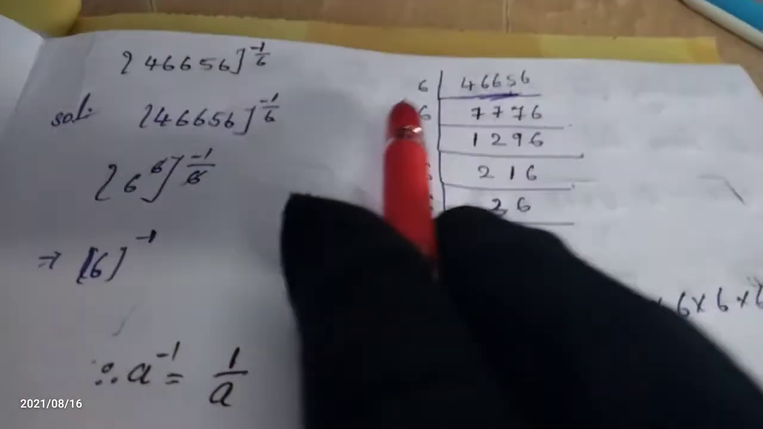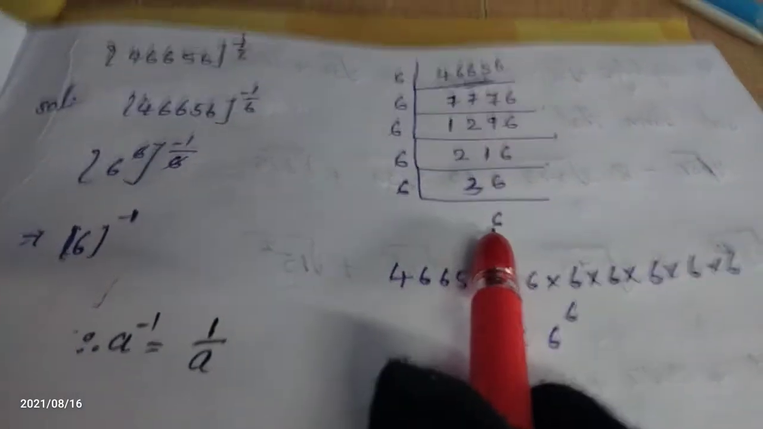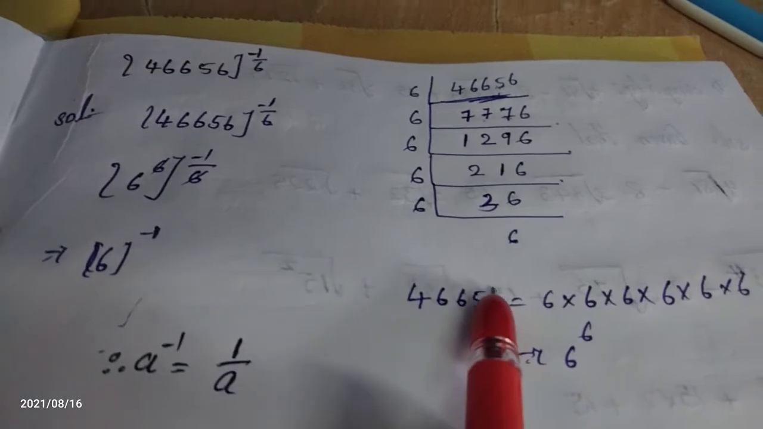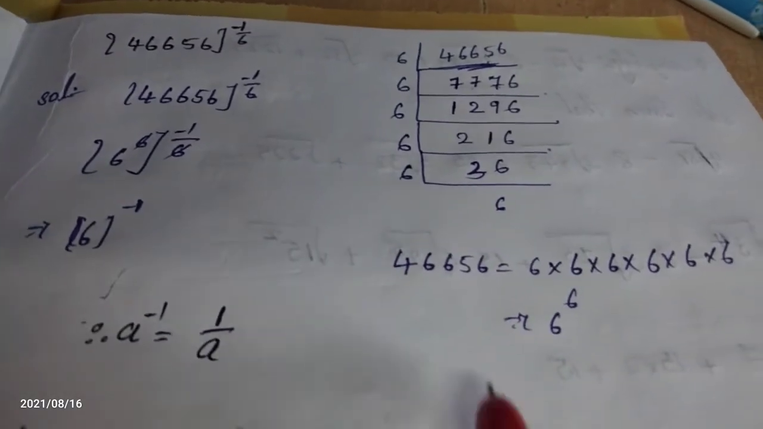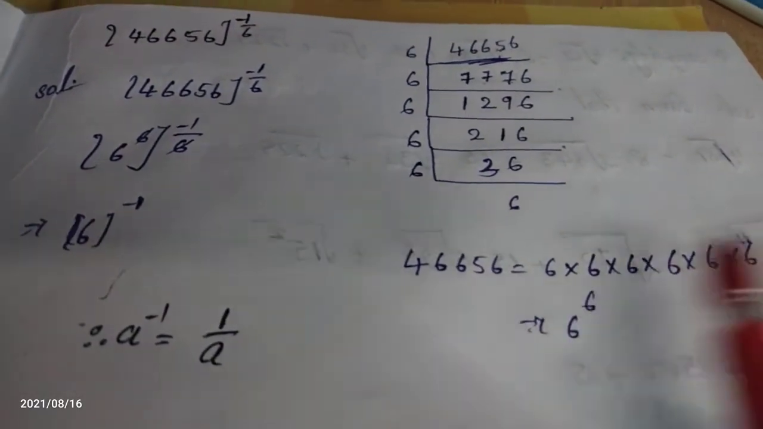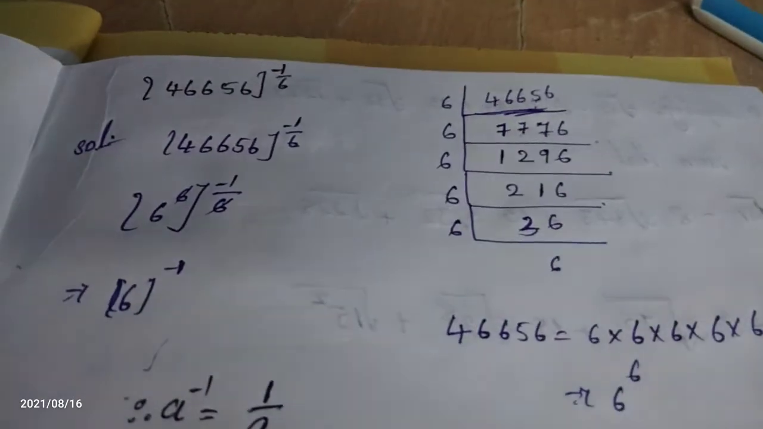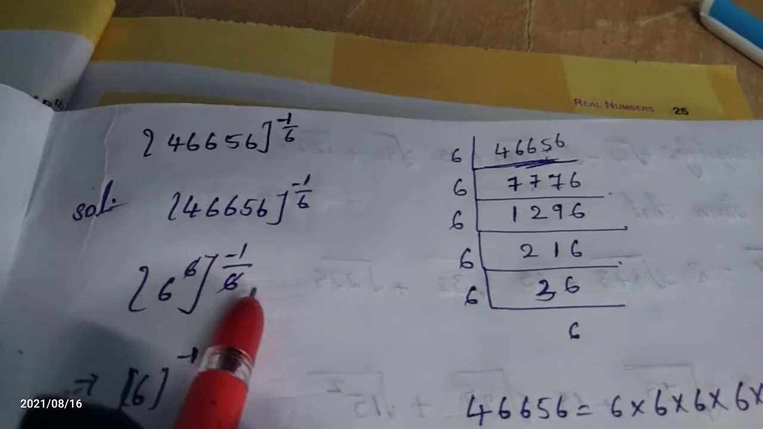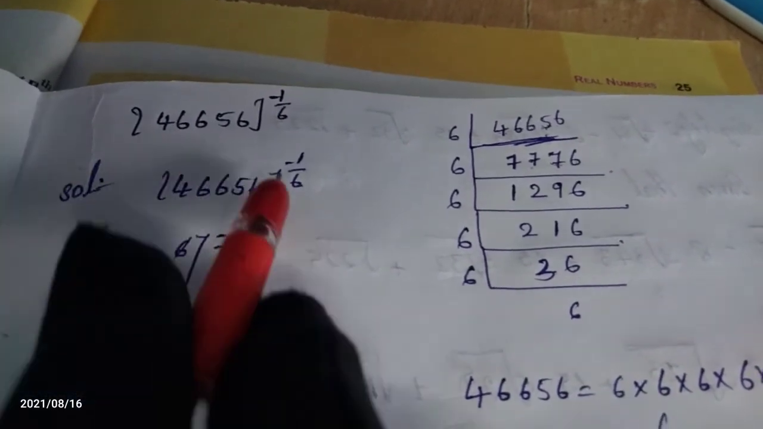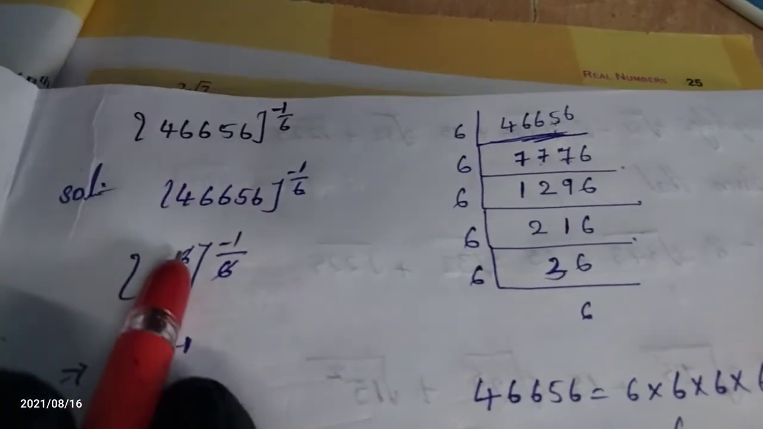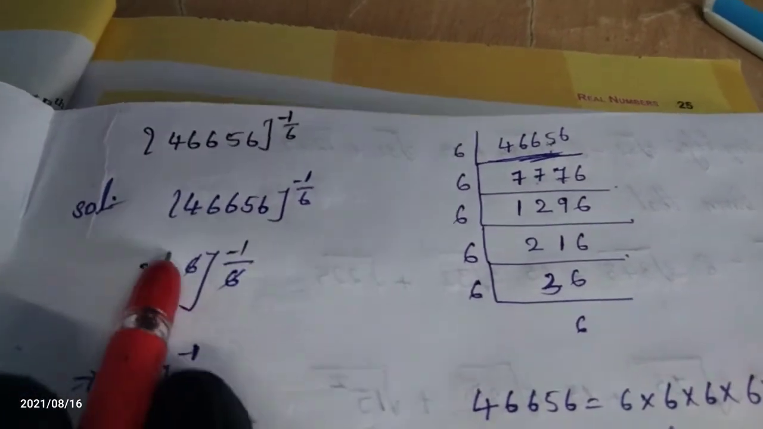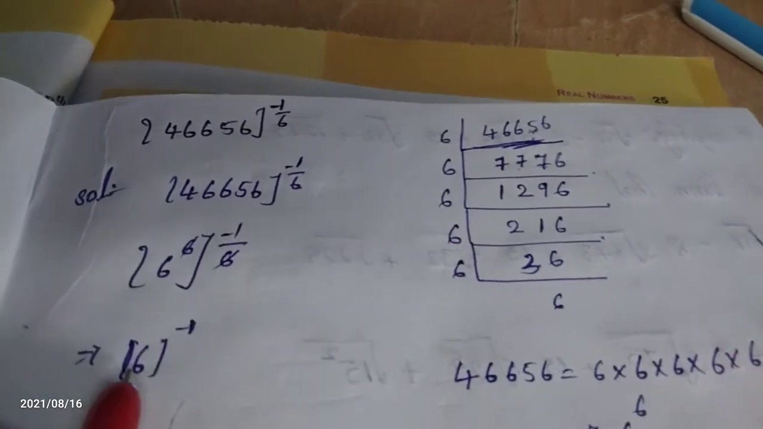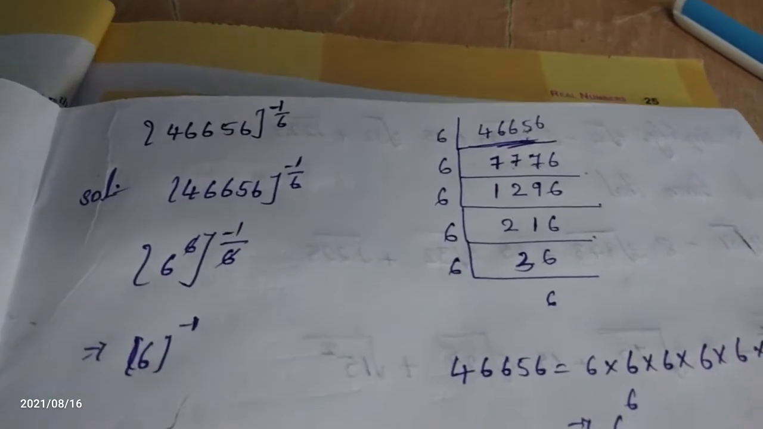46,656 can be written as 6 into 6 into 6 into 6 into 6 into 6, that is 6 to the power of 6. So 46,656 can be replaced with 6 to the power of 6. With the help of LCM we are seeing this. Just put the value 6 to the power of 6. Here the 6 gets cancelled. After replacing, we just have to cancel the power and denominator. How much is left here? 6 to the power of minus 1.